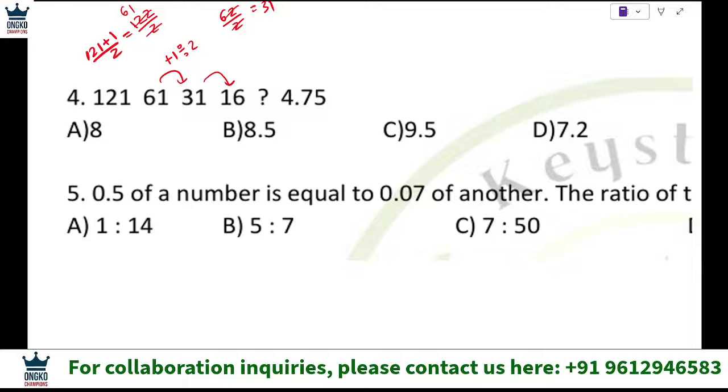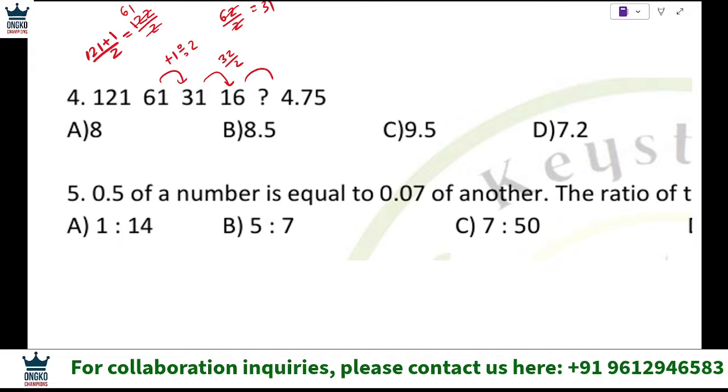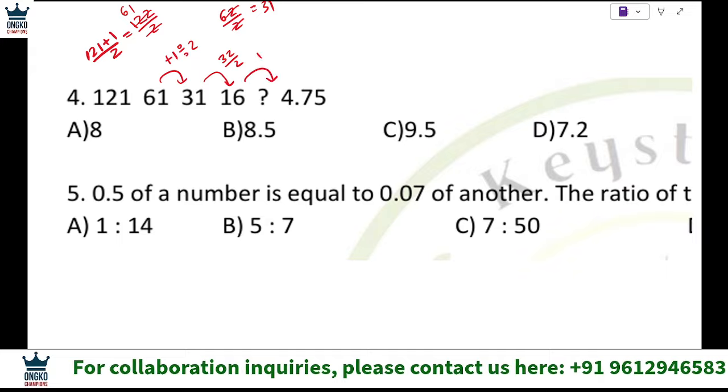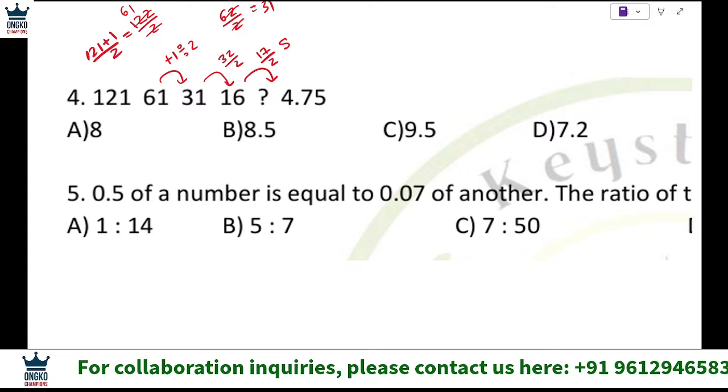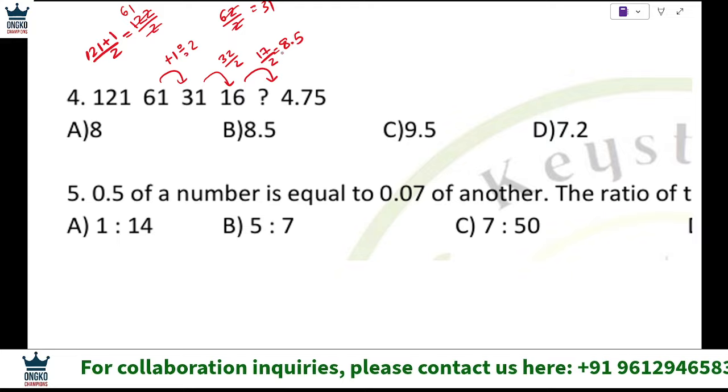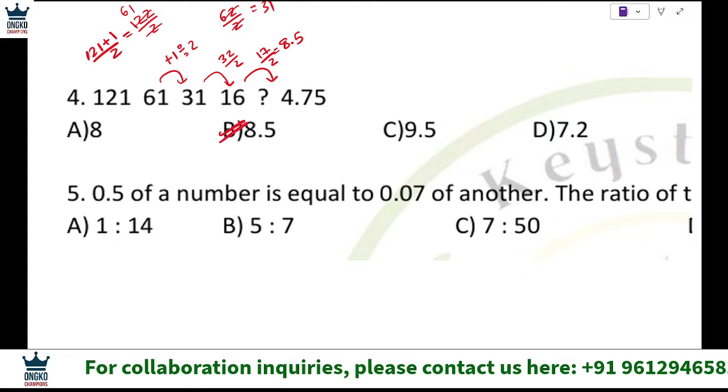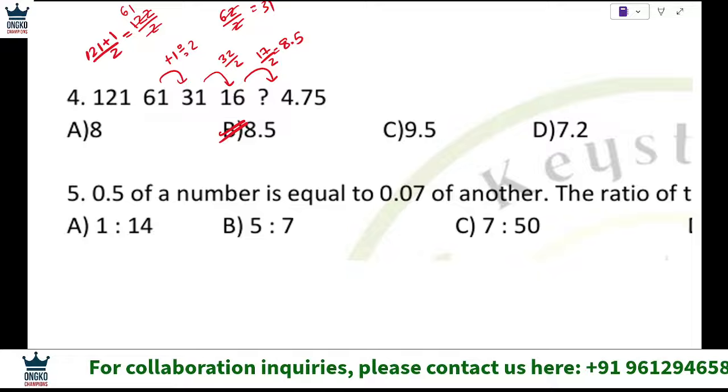So here, 32 divided by 2, right? Plus 1 gives 16. Then plus 1 will give us 17, divided by 2. 2 how much times? 8 times is 16.5. So 8.5 is the answer. Alright.